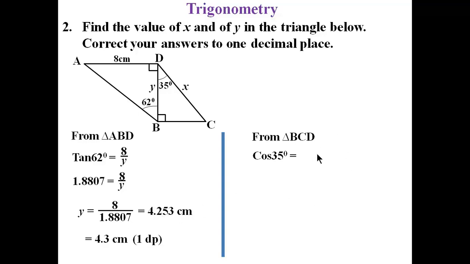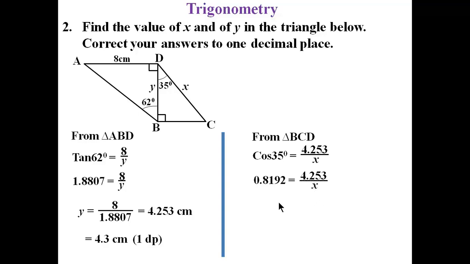So we shall use adjacent 4.253 over x, that is over the hypotenuse. The cosine is adjacent over hypotenuse. The value of cos 35 degrees is 0.8192, which is equal to 4.253 over x.